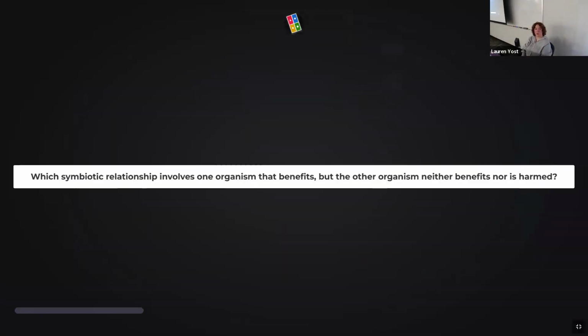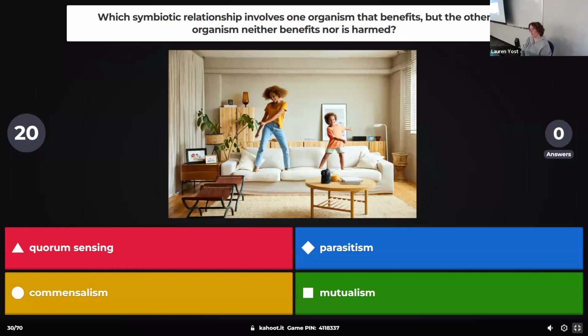Alrighty, which symbiotic relationship involves one organism that benefits, but the other organism neither benefits nor is harmed? Unaffected.